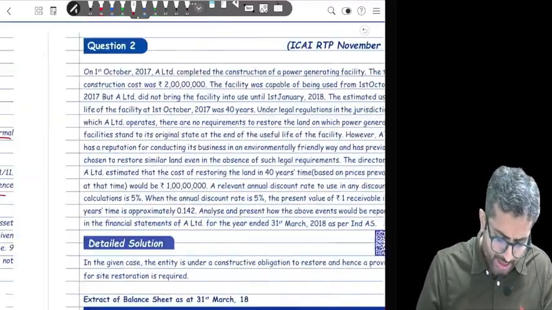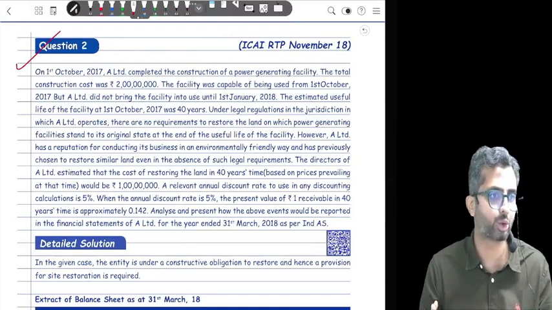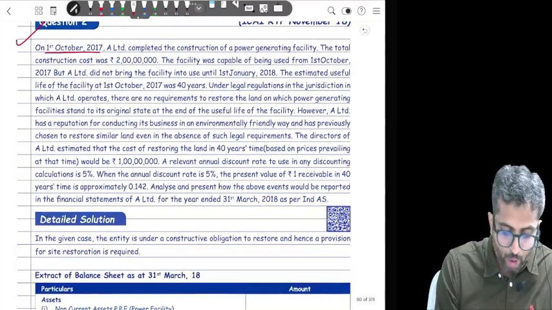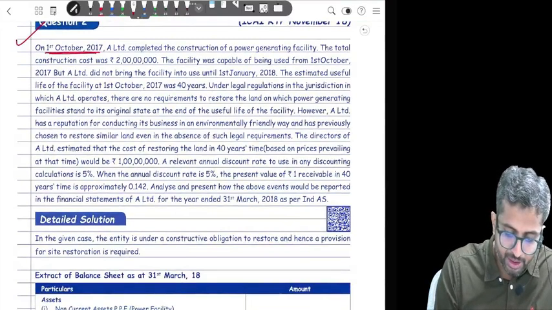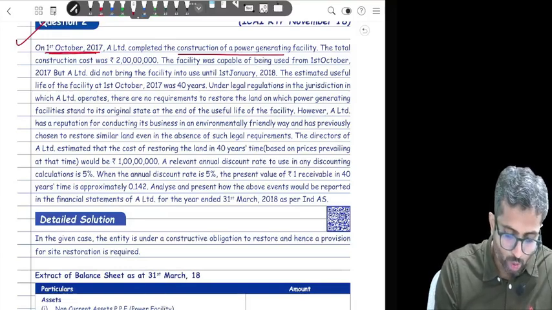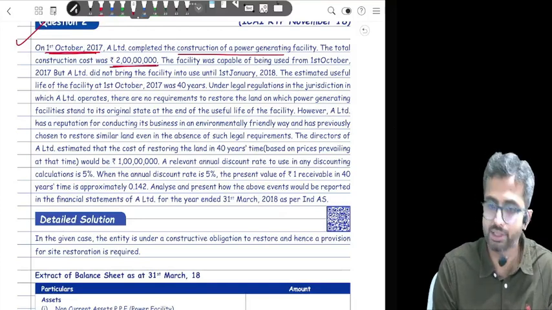Okay. Next, you go to question number 2. It's an RTP question. This is largely pertaining to site restoration. On 1st of October 17, A Limited completed the construction of a power generating facility. The total construction cost was 2 crores. What do you guys think? Will the 2 crores be capitalized?